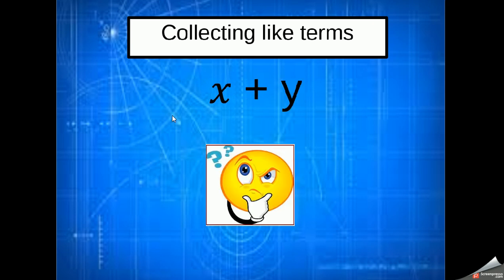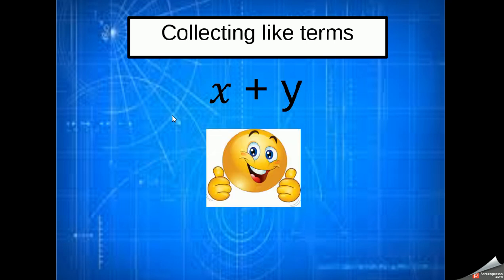Now we've got x and a y, x plus y. Are they like terms? Well, the variables are different, so they're not like terms. If the variables are different, or a different type, in other words, if the letter is different, then you can't gather them. They're not like terms. So they'd have to stay the same.